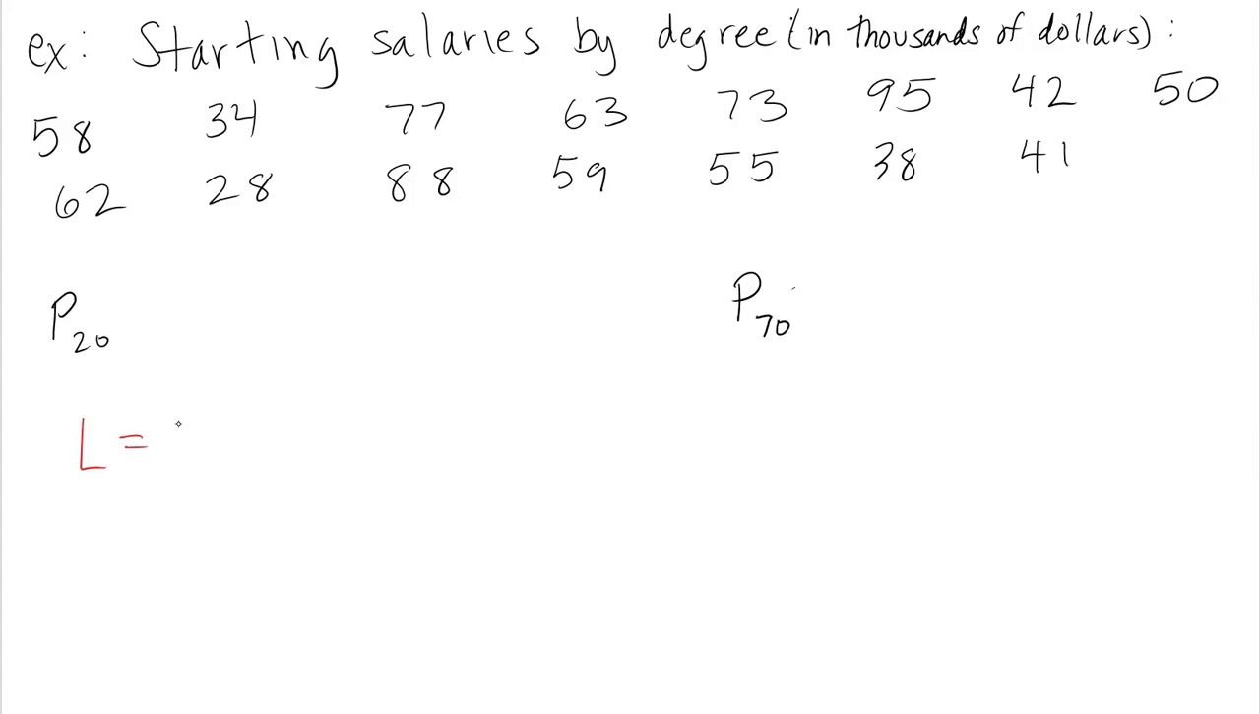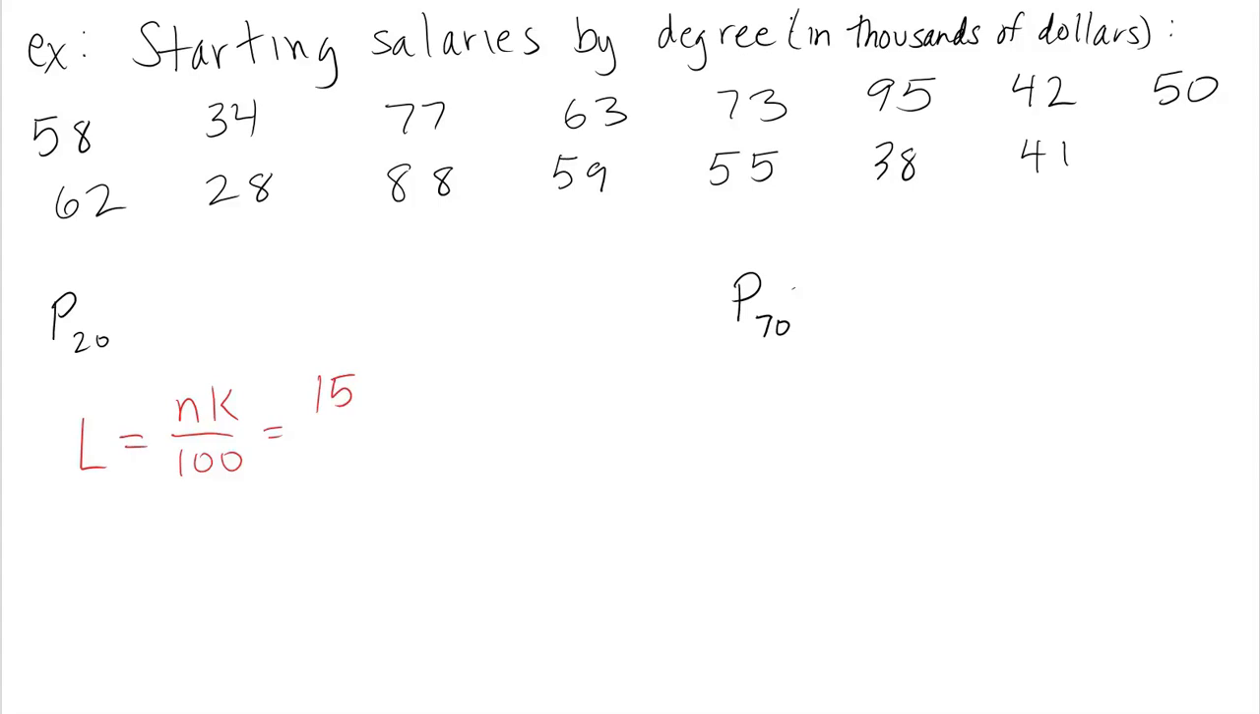The value of L is n times k over 100. N is the number of pieces of data, and don't reflexively put a 10 in there. I know that's what we used in the previous example, but we have more than 10 pieces of data this time. We have 15. Let's count just to make sure: 1, 2, 3, 4, 5, 6, 7, 8, 9, 10, 11, 12, 13, 14, 15 pieces of data. Not 10.